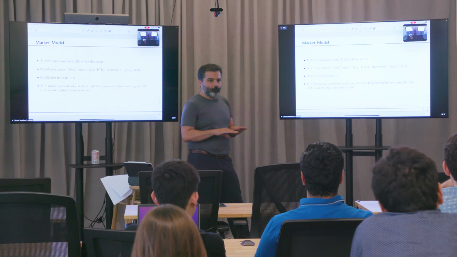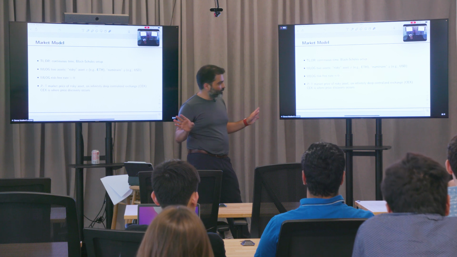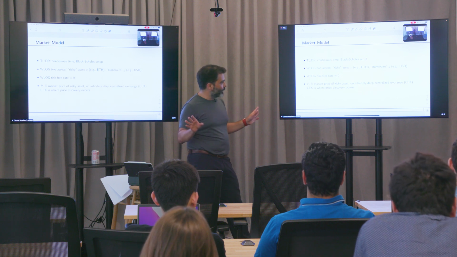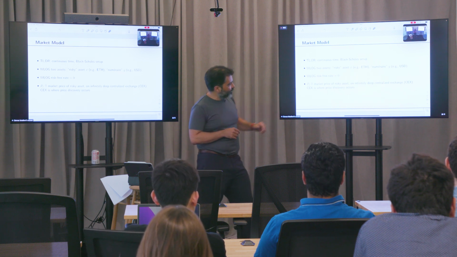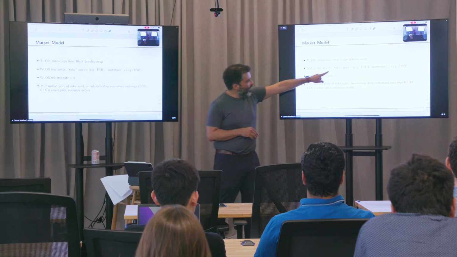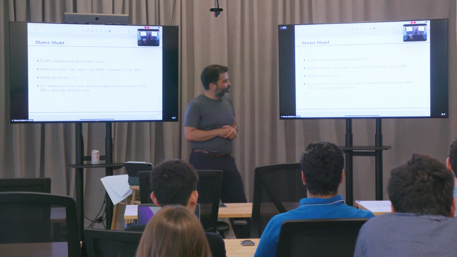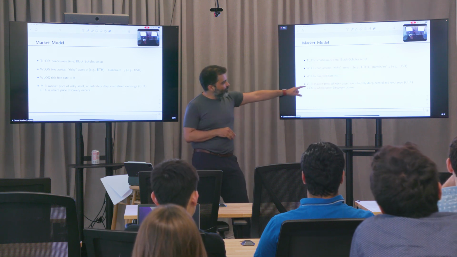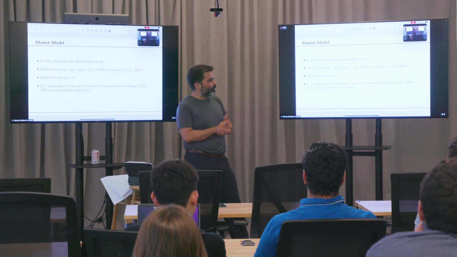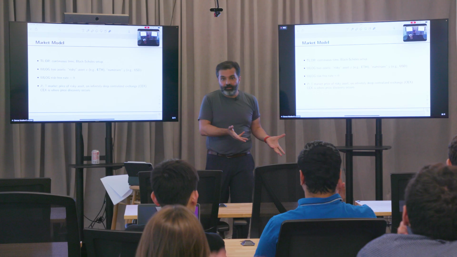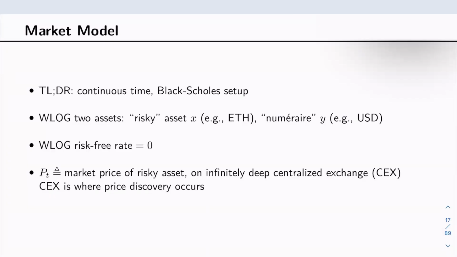I'm going to assume that interest rates are 0, just so I don't have to write the R everywhere. And that's without loss of generality. And I'm going to assume that there's a process P of t. This is the market price of that risky asset in terms of the numeraire. And this is what I imagine the price to be on an infinitely deep centralized exchange, let's say Binance. And that's going to be the place where, in my model, price discovery occurs.